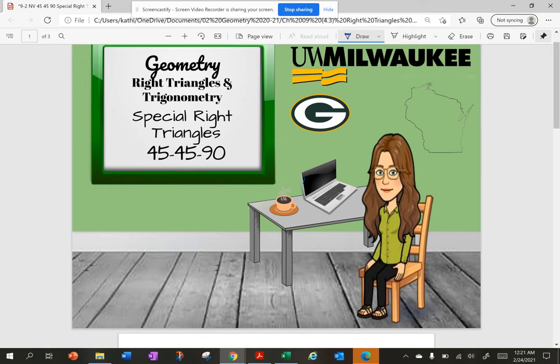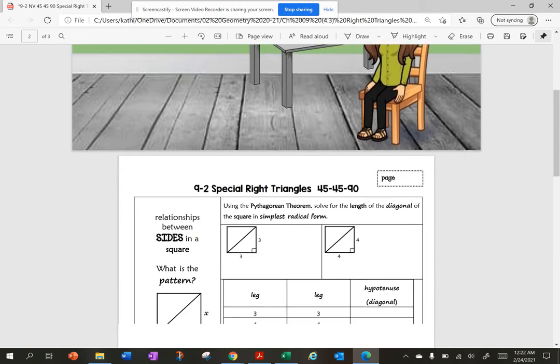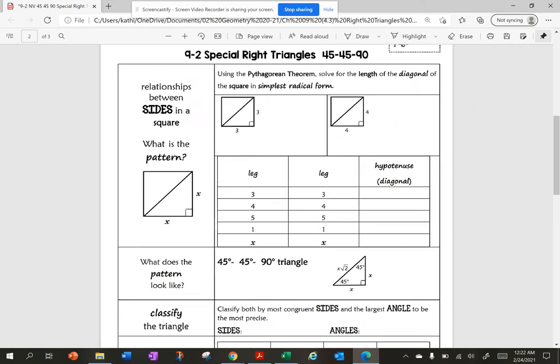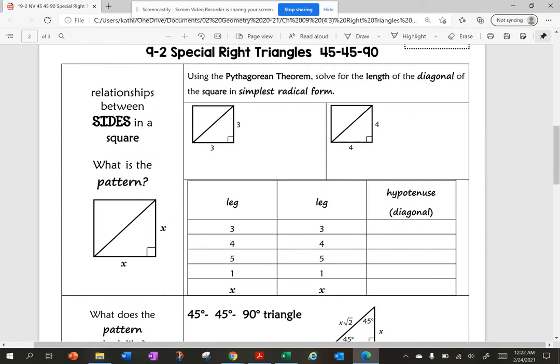Today's lesson is on special right triangles, and we're going to talk about the 45, 45, 90 right triangle. Okay, I want to be able to solve for sides in 45, 45, 90 right triangles.